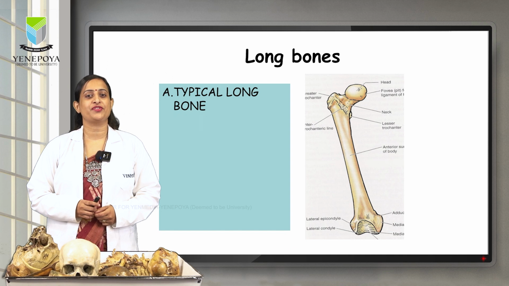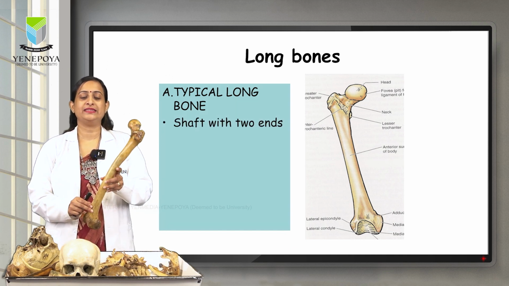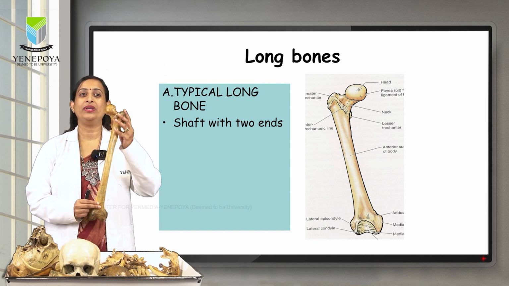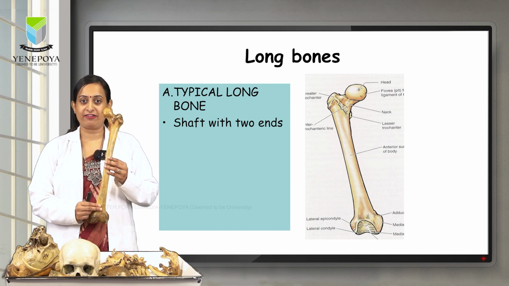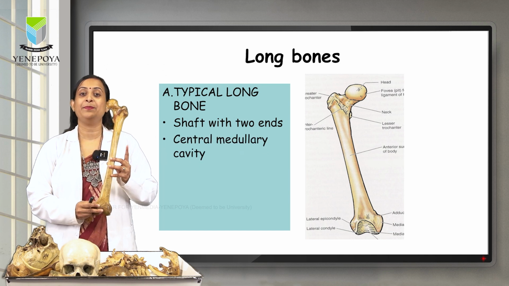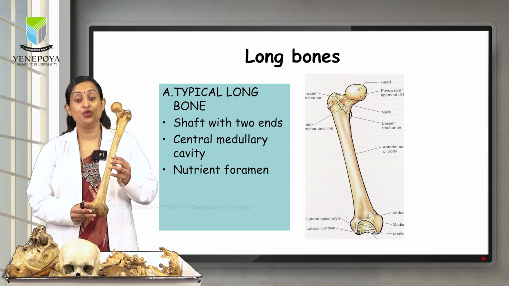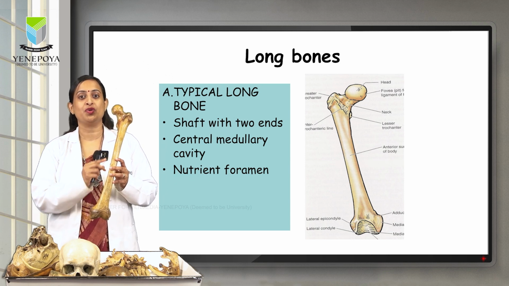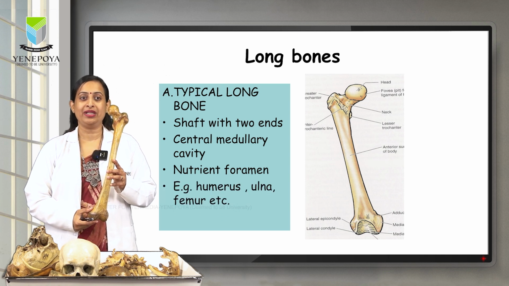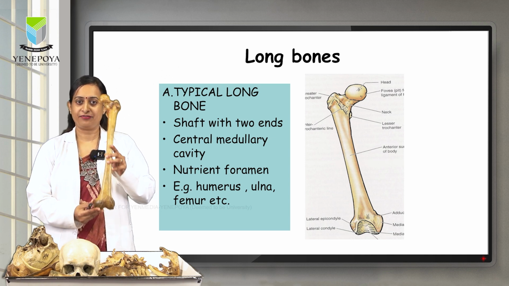Now what are the important features of a typical long bone? I can show you with example. For example, I show you here, this is the femur. So this typical long bone, it has a shaft with two ends. The shaft is called as diaphysis and the ends are called as epiphysis. It will have a central medullary cavity. Outermost covering is called as periosteum. It has a nutrient foramen. There will be a foramen which shows the direction of the growing end of the bone. The best examples for the long bone are humerus, ulna and femur. This is what I am holding in my hand. This is the femur.